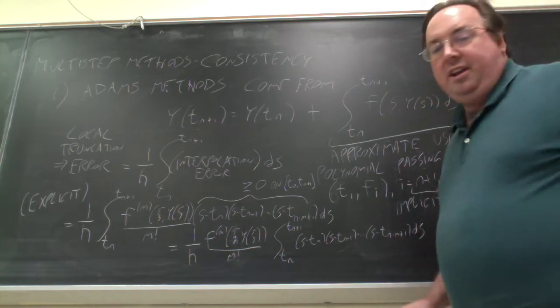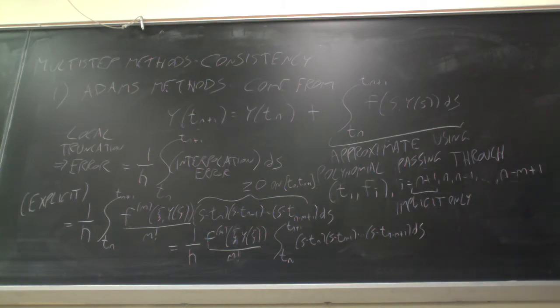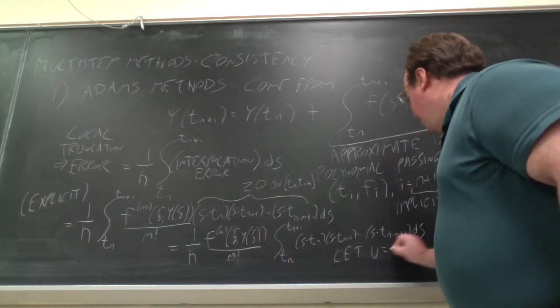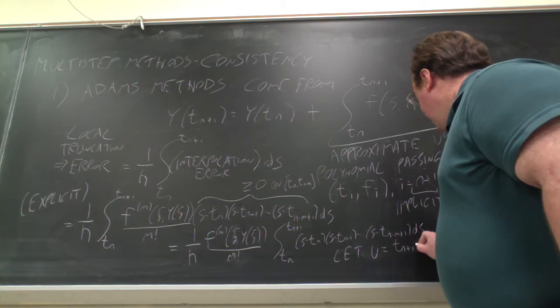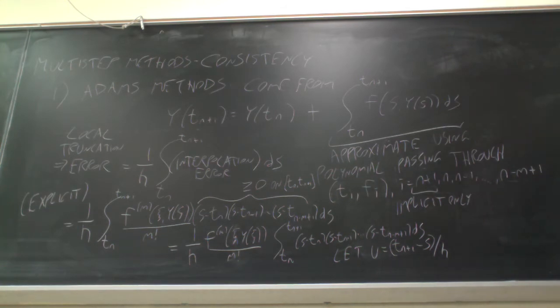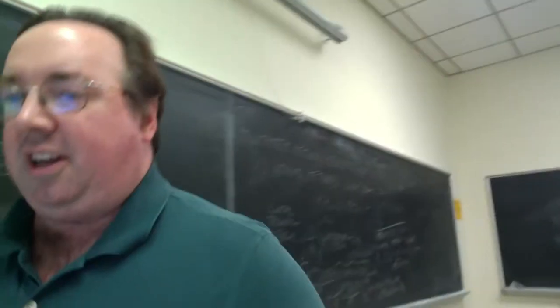Now, what's more is that when I work through something like this in deriving Adams methods, it's possible to make a change of variable to make the integral simpler. So if I let u be equal to tn plus 1 minus s all over h, then instead of integrating from tn to tn plus 1, we're integrating from 0 to 1. So what's possible to do is get a simpler expression for the error.